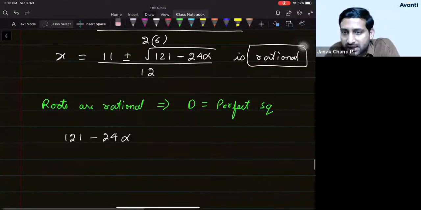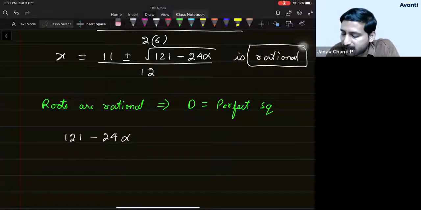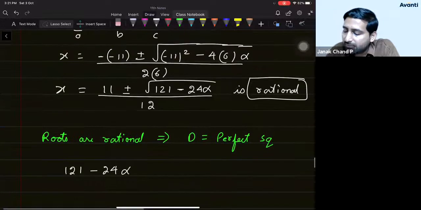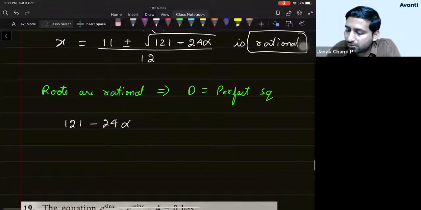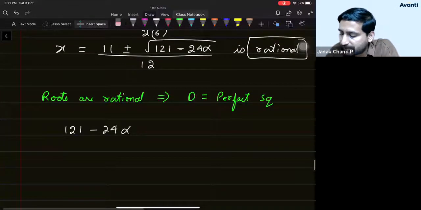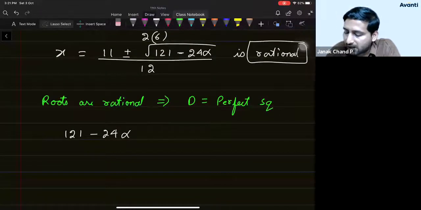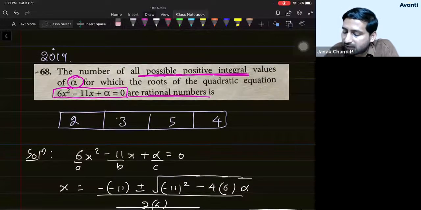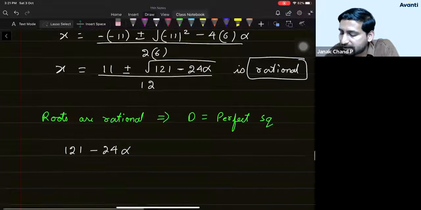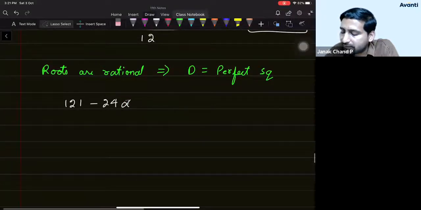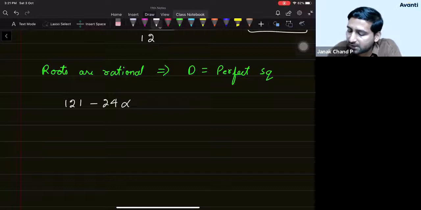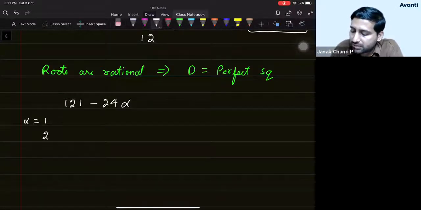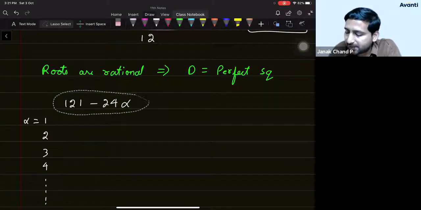Now students, some of you may think that this might be a lengthy question. No students, because there is no other hint given, we may have to do it by trial and error. Maybe we should put some value of alpha here and check whether this is a perfect square or not. In the question they have given another hint: alpha should be only a positive integer. That means we will directly start with 1. We should just put alpha equal to 1, 2, 3, 4, and so on, and then check whether this is a perfect square or not.